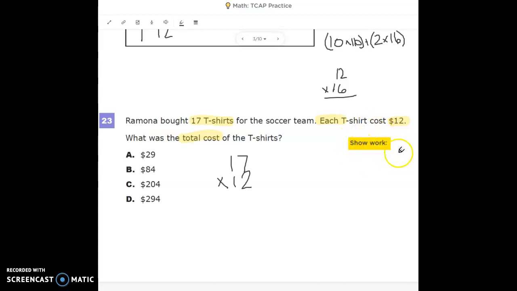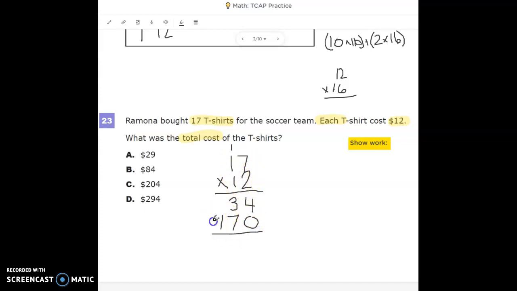Again, this would be an example of one you would have your calculator on. But let's go ahead and work this out 2 different ways just in case. I'm going to first use this algorithm way. 7 times 2 is 14. Carry that 1. 2 times 1 is 2, plus that 1 is 3. I'm moving my place value over to the tens place, so I'm going to add a 0 here. Then 1 times 7 is 7, and 1 times 1 is 1.